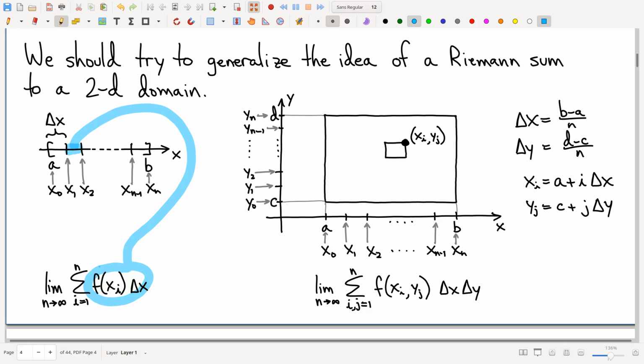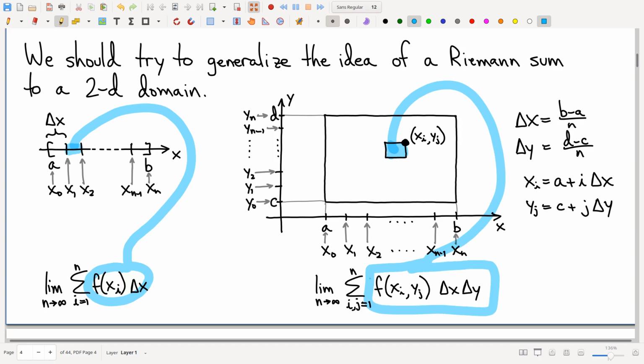Okay, so likewise over here, whatever questions we ask over here, it's going to have to be the case that on each little piece, we're going to need to be talking about something times size. In this context, size being area. Right? So that's why we have delta x, delta y here. Details, of course, as to how you compute delta x and delta y: chopping up both the interval from a to b on the x-axis, likewise chopping up the interval from c to d on the y-axis.